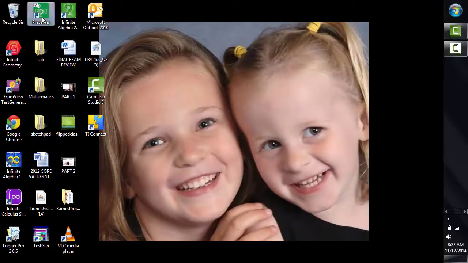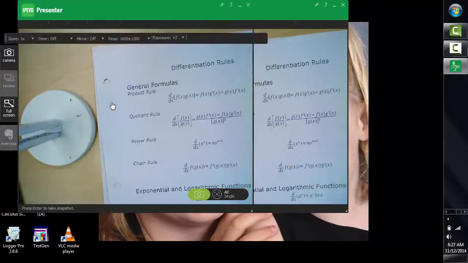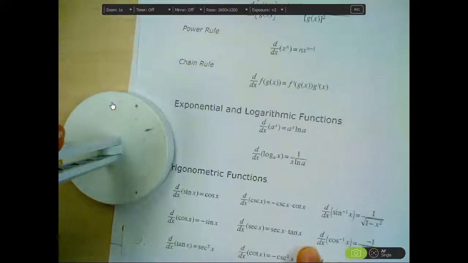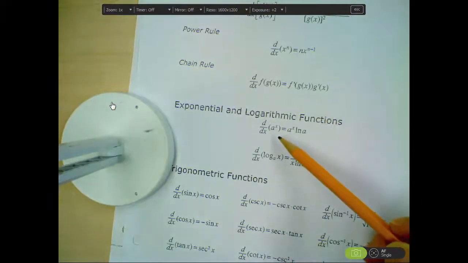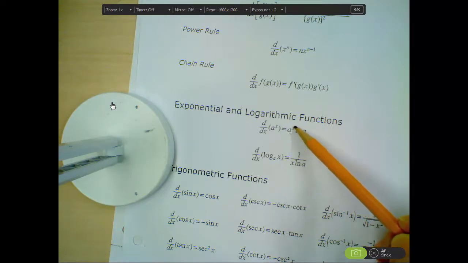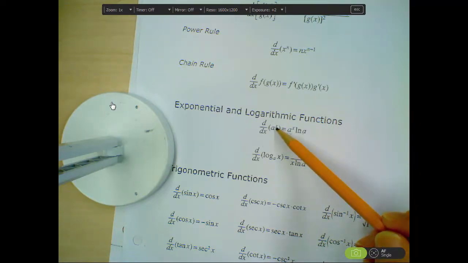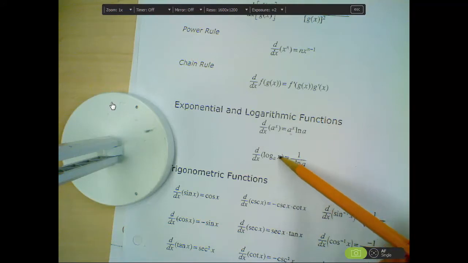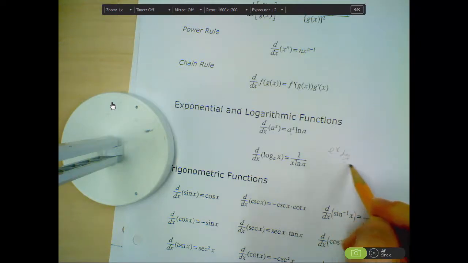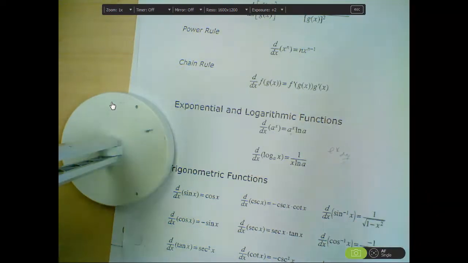Okay, so here's this sheet again that I showed you in the last video, that you will be getting in class, but you have to memorize. Basically, the derivative of a constant to a function is the original constant to the function times the ln of whatever the constant is. Log base a of x is 1 over x times ln of a. And we've already talked about the derivative of e to the x is e to the x dx, or dy dx, I guess. So let's try some.